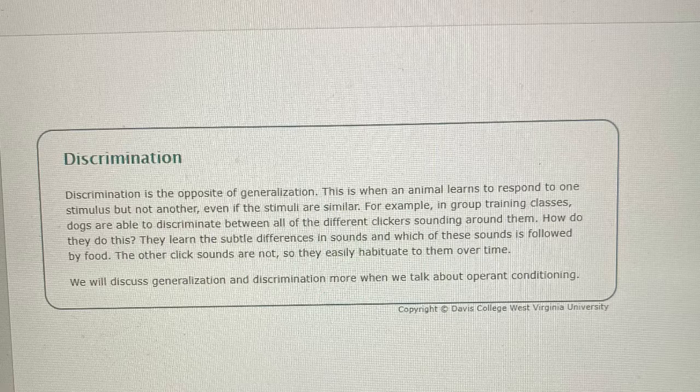We will discuss generalization and discrimination more when we talk about operant conditioning.